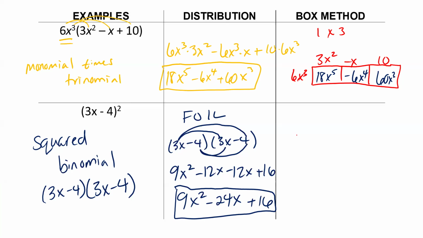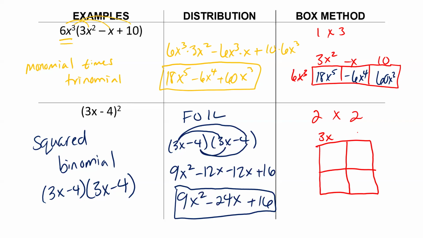Okay. All right. In terms of a box method, again, it's based on the size of your polynomials. So this is a 2 by 2. Why is it a 2 by 2? It's a squared binomial. You have a binomial times a binomial. So when you make your box, it makes a 2 by 2. Okay. The values on the outside are going to be from your terms. So you have 3x and negative 4. You have 3x and negative 4. The inside is just multiplication. Row times column, row times column.